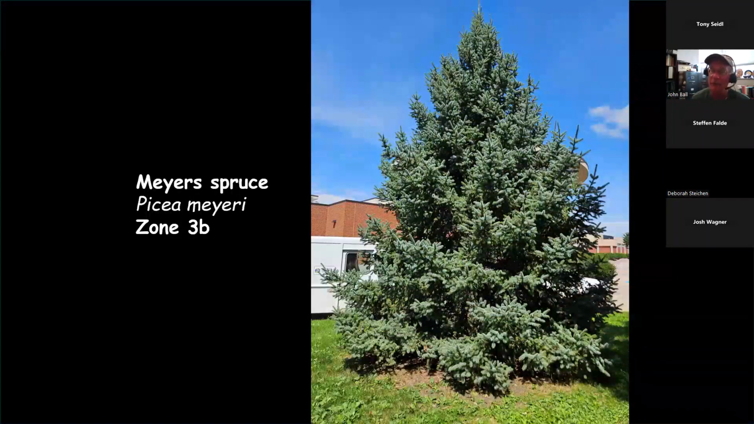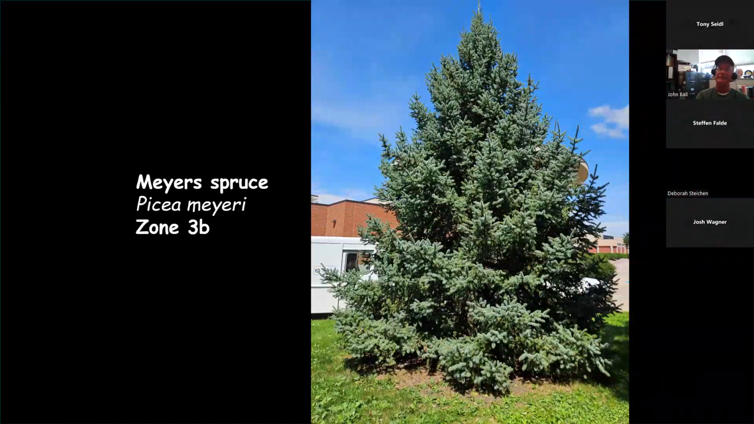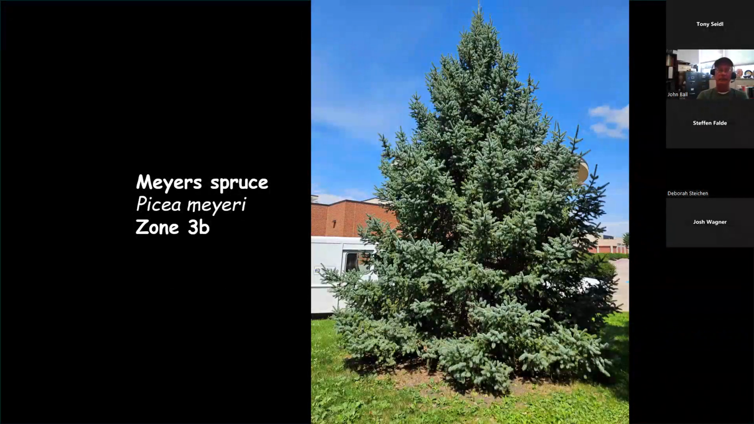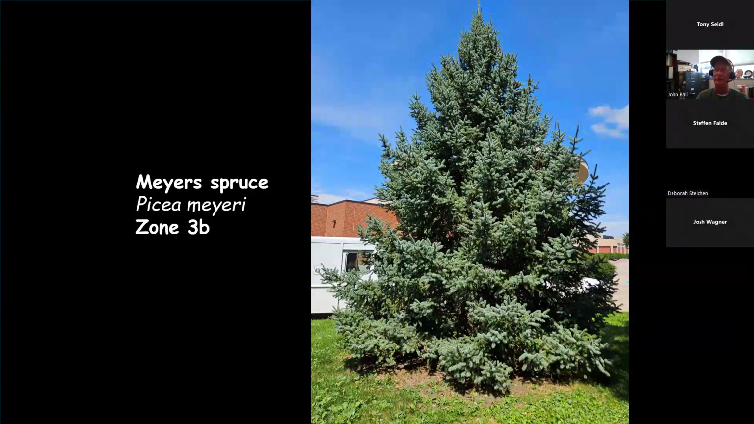Well, what else can we plant then? I like Meyer spruce, quite honestly. It's one of my favorite trees. There's one on campus. If you drove by, you'd say it's a blue spruce. Just looks kind of like a blue spruce. Some of them can be just as blue as any blue spruce. It's a zone 3B tree. It's a little slower growing than blue spruce. And some people notice that, and so they don't like it as much.